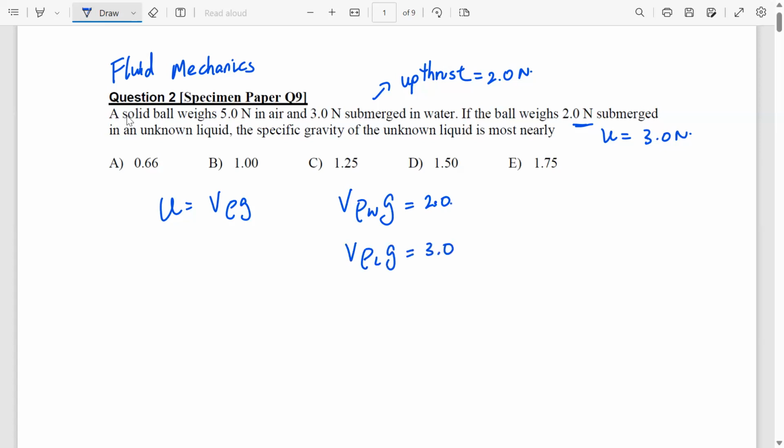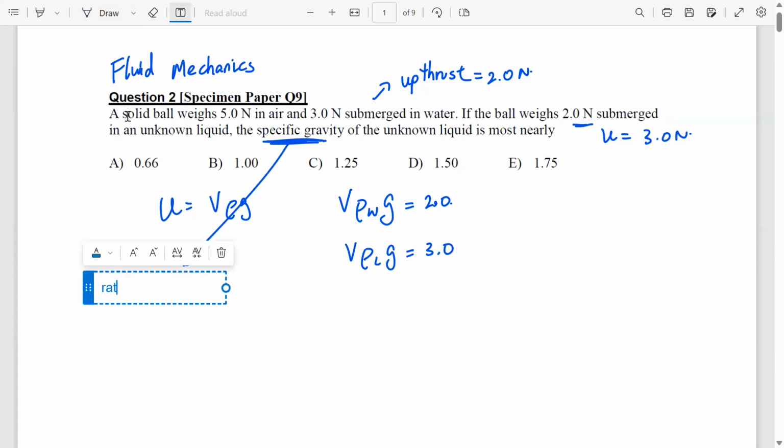Now, then comes this term called specific gravity. What is specific gravity? Basically, it is the ratio. Let me just step it out so that you can see. It is the ratio of the density of the object to the density of water. That's the meaning of specific gravity.